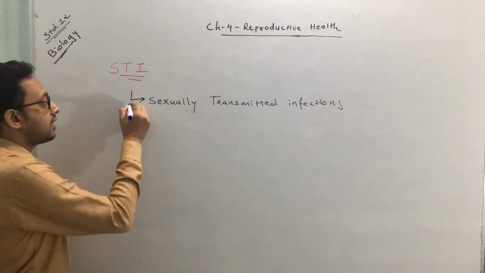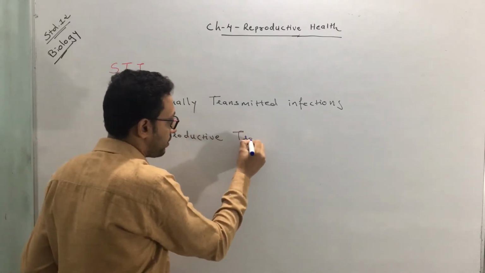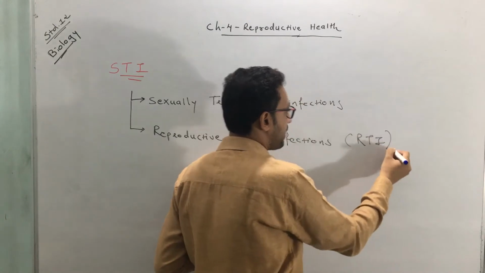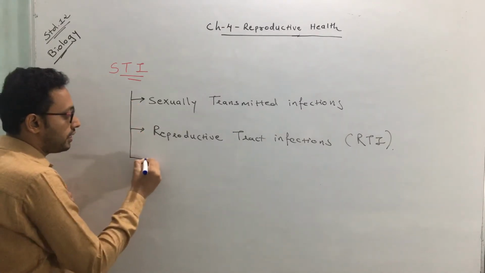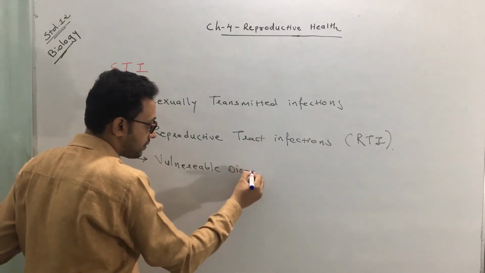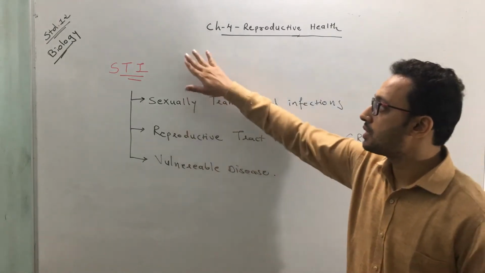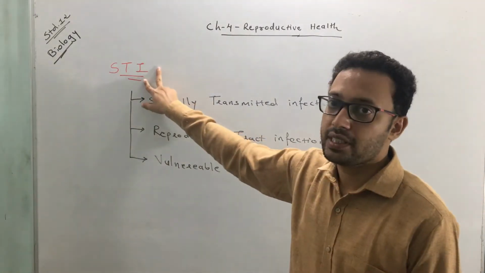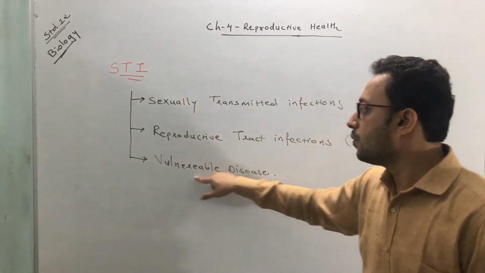Sexually transmitted infections can also be called reproductive tract infection, which can also be called RTI. Next, what is another name of this sexually transmitted infection? It is also called vulnerable diseases. So these are the three names of sexually transmitted infections. I again repeat, sexually transmitted infection or STI can also be called reproductive tract infection, RTI, or it can also be called vulnerable diseases.